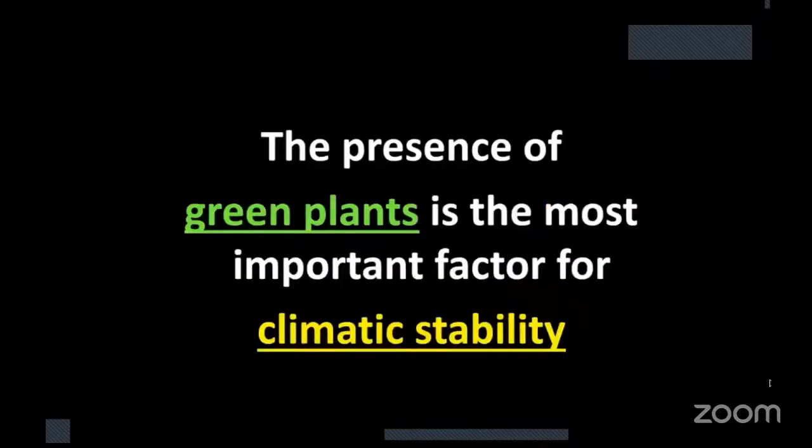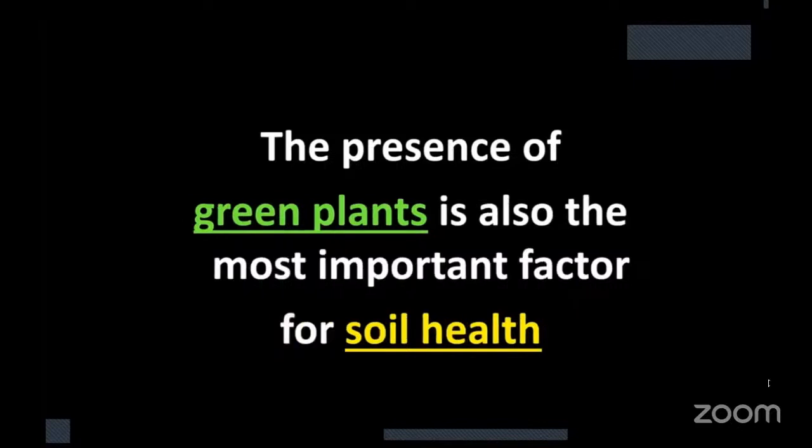So the presence of green plants is the most important factor for climatic stability, but it's also the most important factor for soil health. How long have I got, Randall? 5 minutes. Oh my goodness.